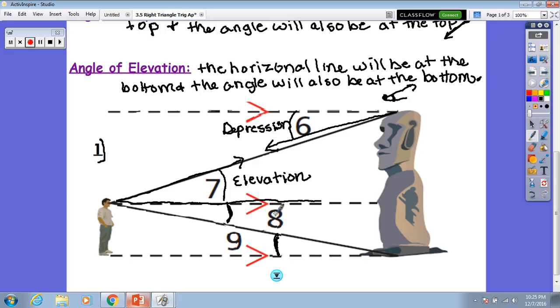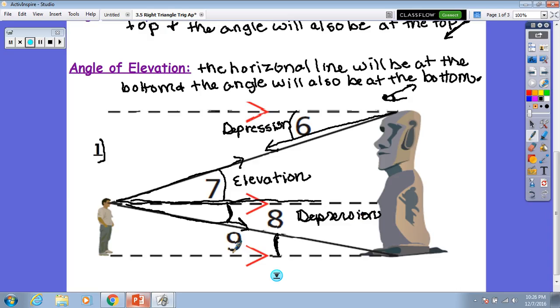Alright, so angle 8 should be, my horizontal line is at the top. So this other ray that forms the angle for angle 8 is going down, because remember the angles here, we have to trace from the angle. And so the angle 8 would be an angle of depression.